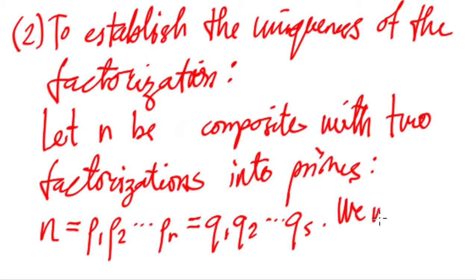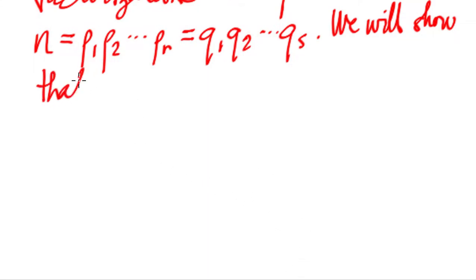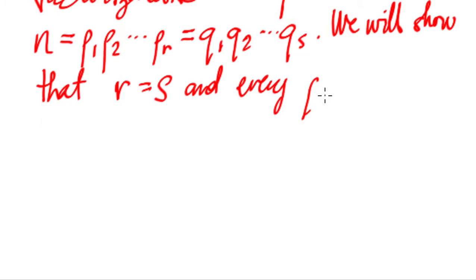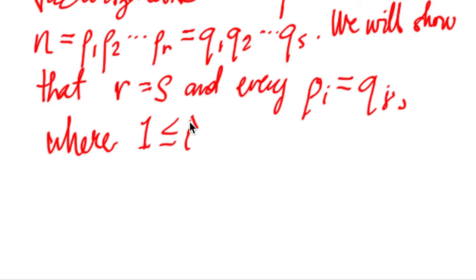We will show that r is equal to s, and every p sub i is equal to some q sub j, where 1 is less than or equal to i and j, which is less than or equal to r.